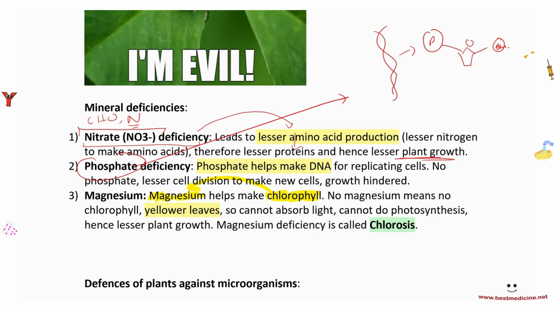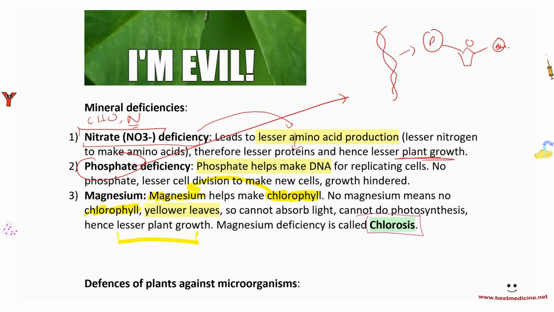So if you're low in magnesium, then you're not going to have chlorophyll, which means yellower leaves, and you won't be able to absorb sunlight. So if you cannot absorb light, then you cannot do photosynthesis, and therefore lesser plant growth again, okay? Magnesium deficiency, by the way, is called chlorosis. Okay, chlorosis.